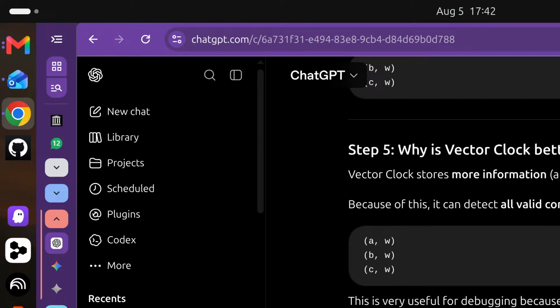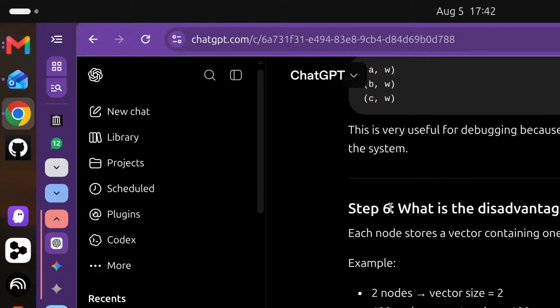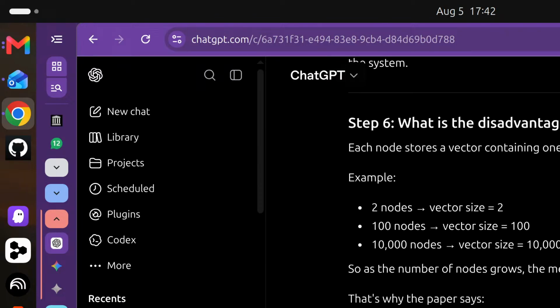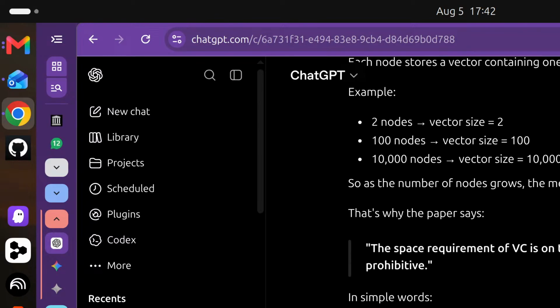It's very useful for debugging because you can examine every possible valid state of the system. What is the disadvantage? Each node stores a vector containing an entry for every node, like 10,000 entries. As the number of nodes grows, the memory required grows too. That's why the paper says the space requirement of VC is on the order of the number of nodes, and it is prohibitive. In simple words, vector clocks give more accurate information, but they need much more memory in large storage systems.